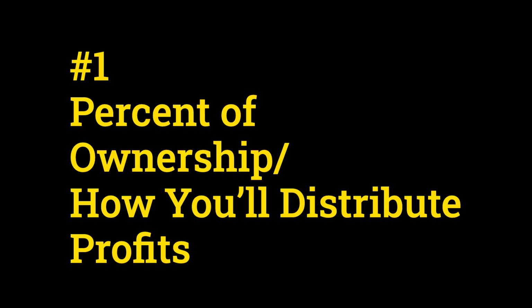The first one is percentage of ownership and how you distribute the profits. See, a lot of LLCs choose to assign the members percentage of ownership according to the percentage of funds that they added to the LLC or to the business. And if you decide that, you want to make sure you put it in the operating agreement. That way it specifies the percentage of ownership to make it more clear. And the same goes for profits. You want to make sure you specify that in the operating agreement as well.